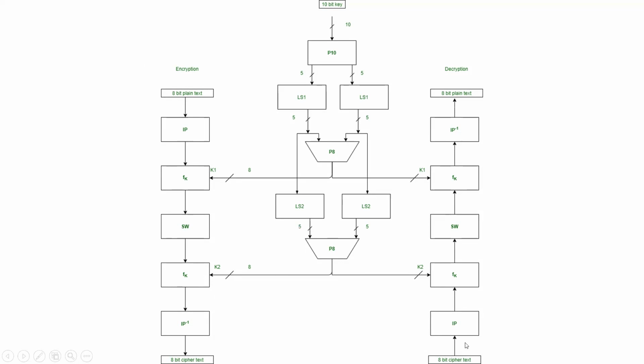And this is the decryption side, where we take the 8-bit ciphertext and pass it to the initial permutation, and then give it to the complex function, which uses the key K2 that is generated by the key generation algorithm. And that is later given to the switch and next passed to the complex function, where we use another key, which is K1, and later passed to the inverse of the initial permutation to finally generate the 8-bit plain text. So we'll first discuss the key generation process in detail now.